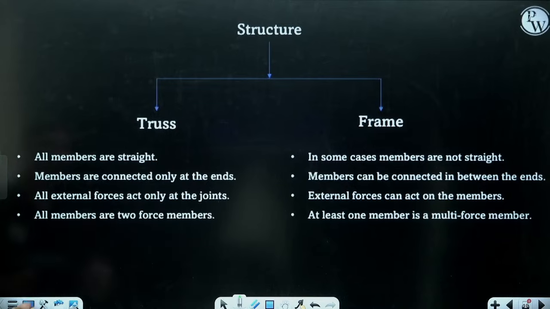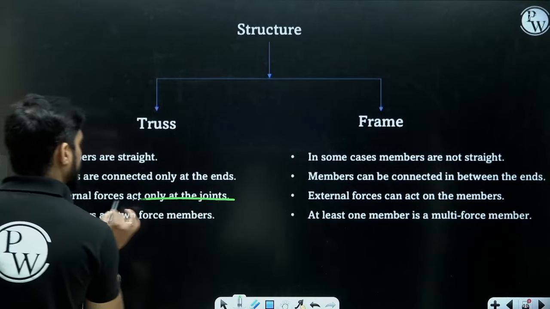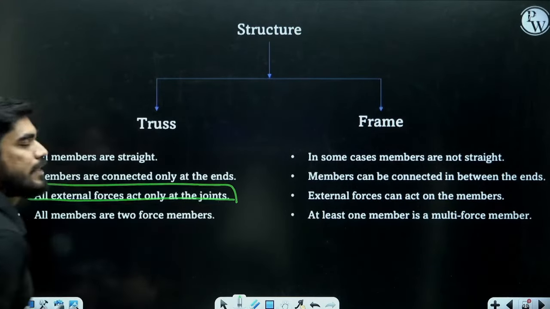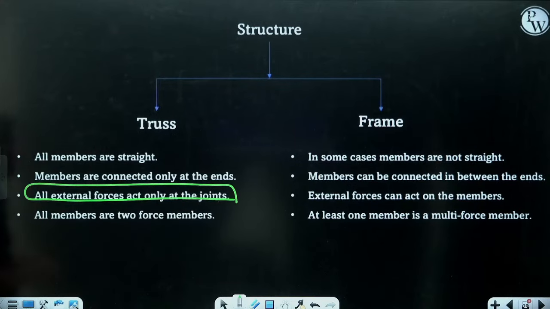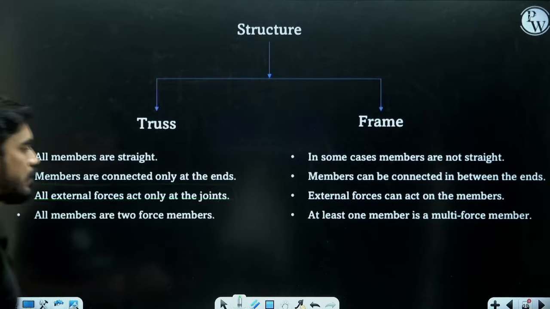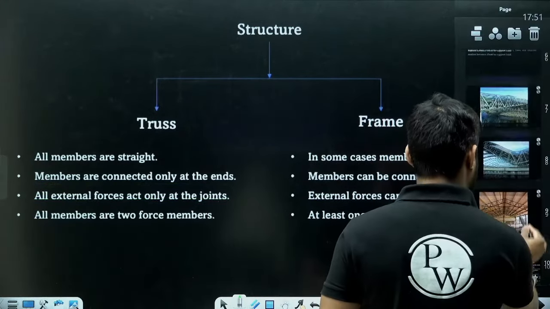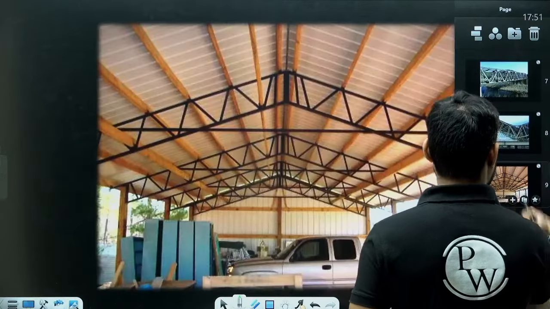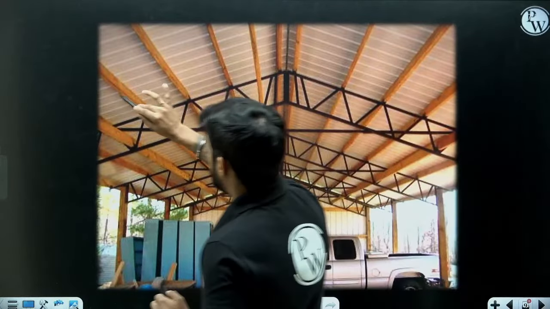Okay. Third difference. In case of truss, all external forces act only at the joints. What do I mean by this? Understand. In case of truss, what happens is, let's say this is roof.